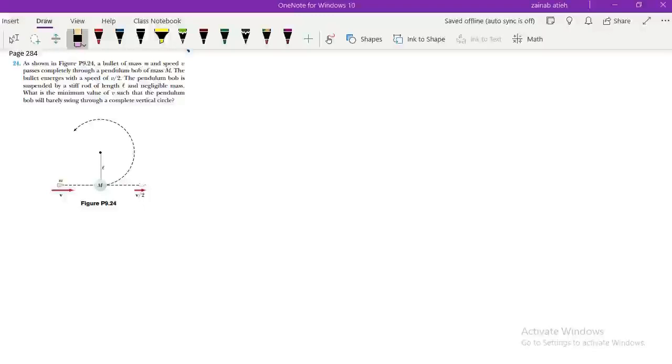So we are searching for the speed of the bullet so that the pendulum performs a complete circle. I will divide this problem into two parts. The first part is collision. The bullet collides with the pendulum. Then the pendulum is at the bottom and goes up. This is conservation of mechanical energy. Let me first apply the conservation of linear momentum for the collision.